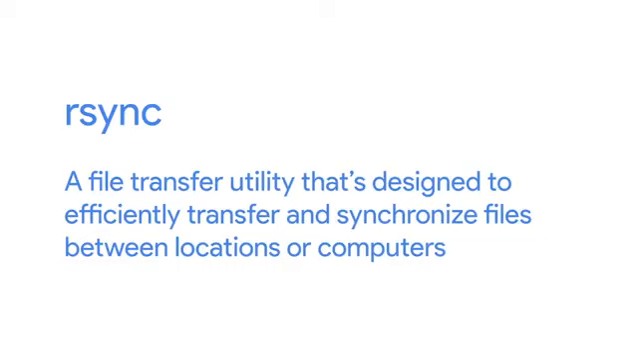One is the command line utility rsync. Rsync isn't explicitly a backup tool, but it's very commonly used as one. It's a file transfer utility that's designed to efficiently transfer and synchronize files between locations or computers. rsync supports compression and can use SSH to securely transfer data over a network. Using SSH, it can also synchronize files between remote machines, making it super useful for simple automated backups.